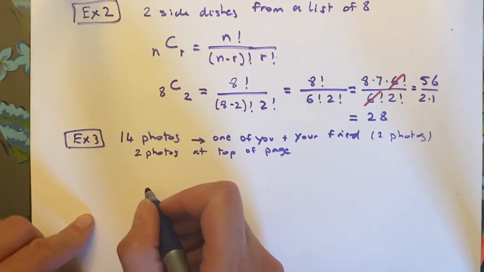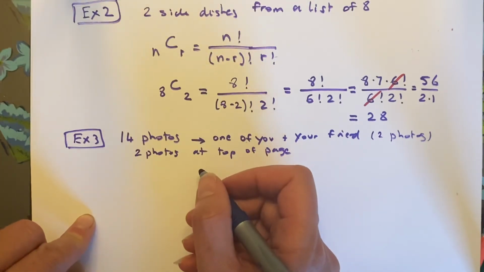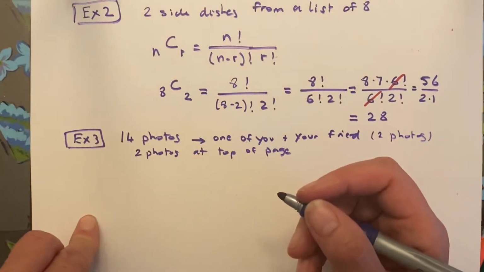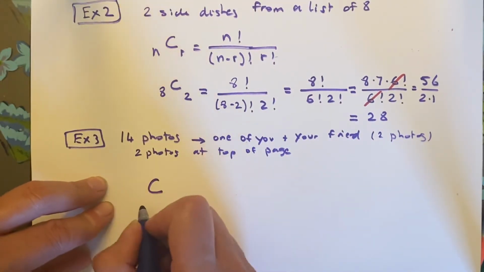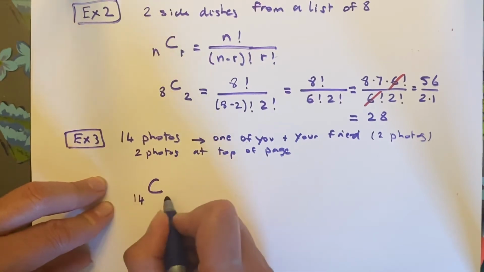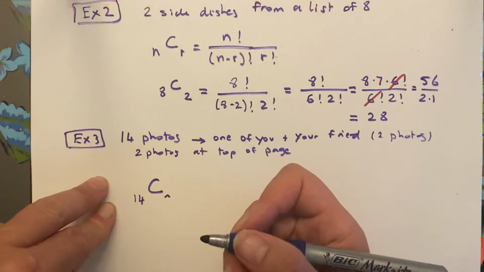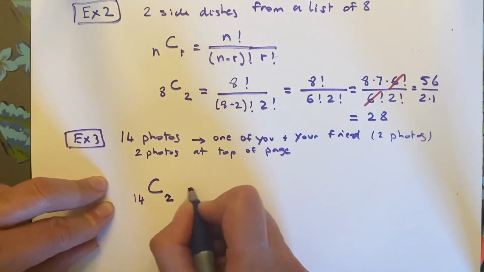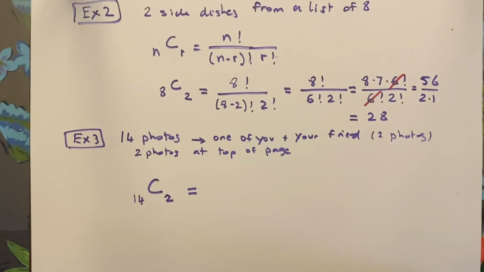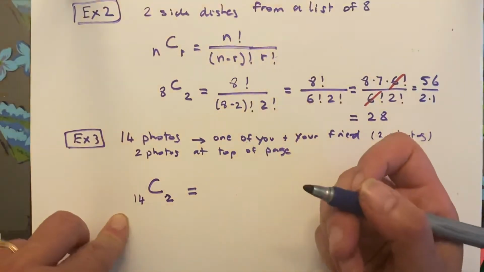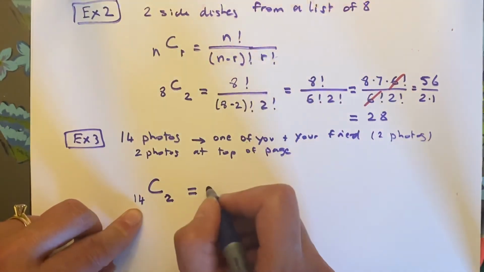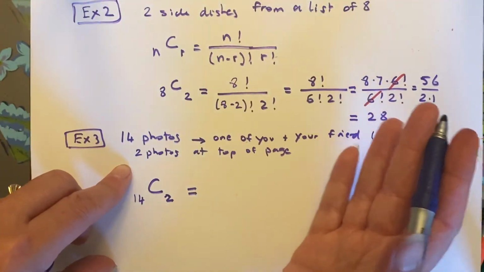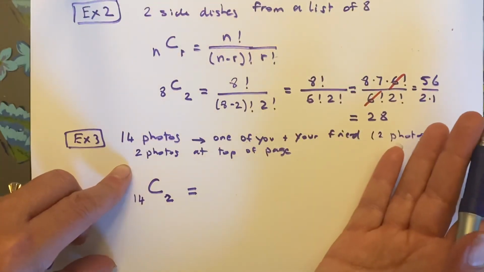Well, this is a combination because it doesn't matter what order they're in as long as they're at the top. You just want them selected, 2 at a time at the top. So this is a combinations issue. You have 14 photos and you want to take 2 at a time. You're going to find out how many possible combinations you can get of these 14 photos taken 2 at a time, because you could be any of those 14 that's at the top of the page. You want to find out how many ways that can happen.